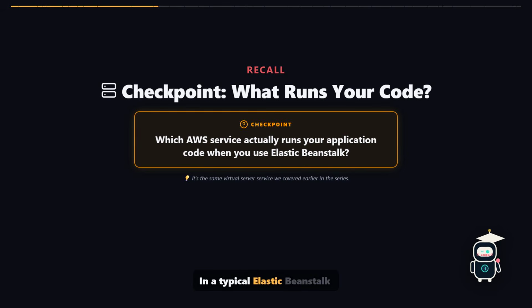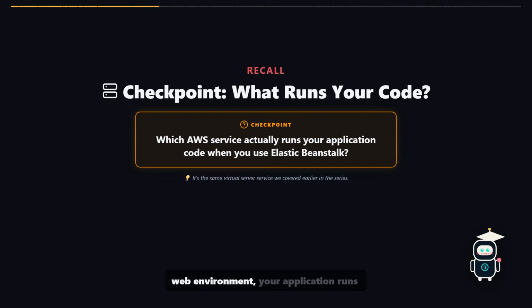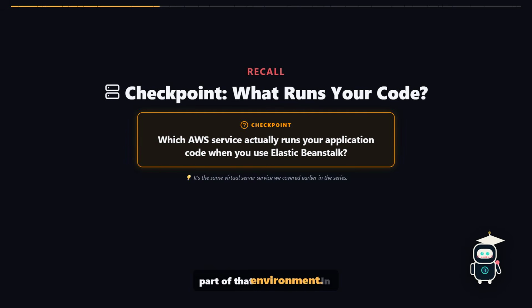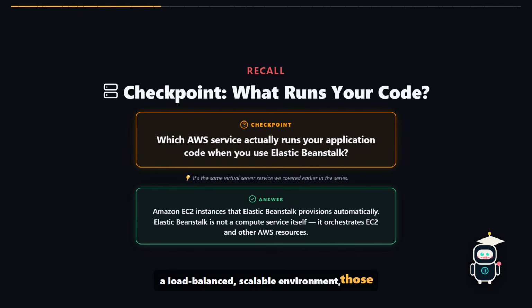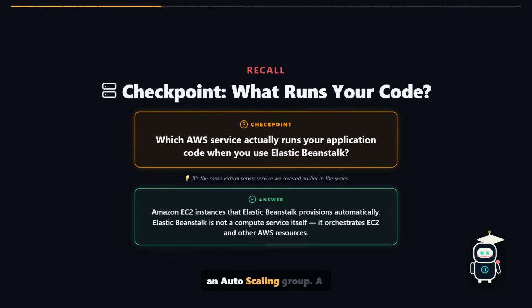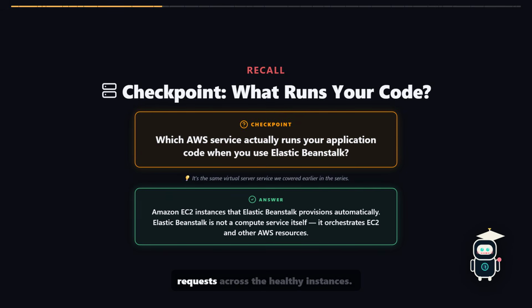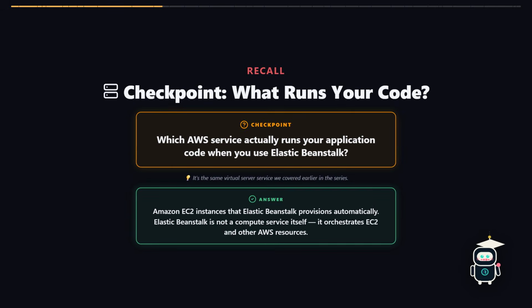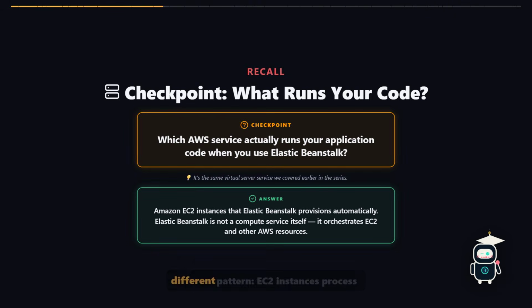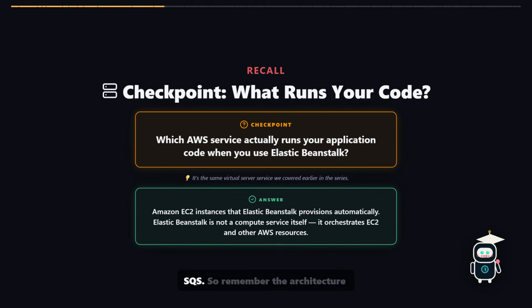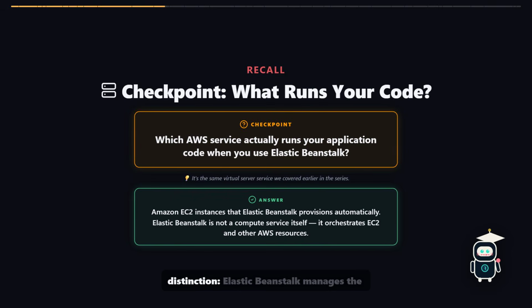In a typical Elastic Beanstalk web environment, your application runs on EC2 instances provisioned as part of that environment. In a load-balanced, scalable environment, those instances can be part of an auto-scaling group. A load balancer can distribute incoming requests across the healthy instances. A worker environment uses a different pattern. EC2 instances process background work delivered through Amazon SQS.